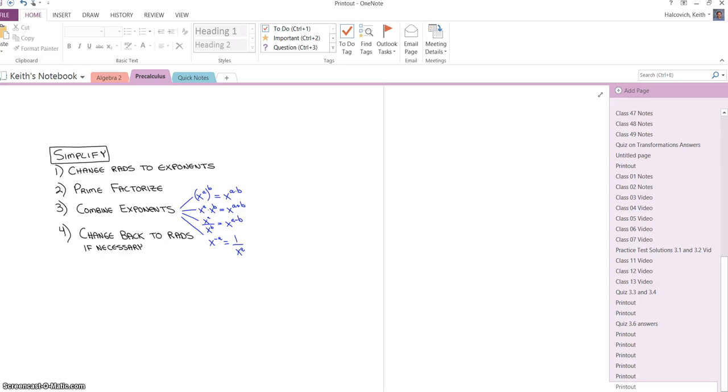All right, so the rules are on the back, kind of like we just talked about. The first thing you want to do is change radicals to exponents. You want to prime factorize. So basically, if you had, for example, the 5th root of 32, you want to change that radical to a fractional exponent, so it becomes 32 to the 1/5. Then prime factorize: 2 times 16, 2 times 8, 2 times 4, 2 times 2. So it's 2 to the 5th.